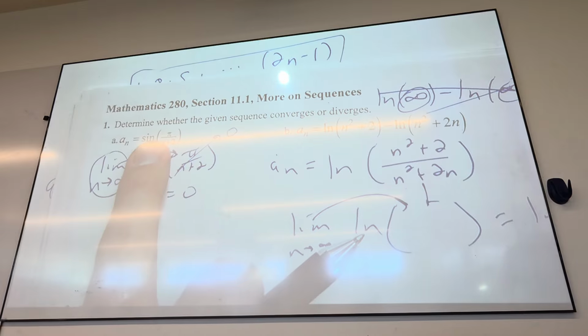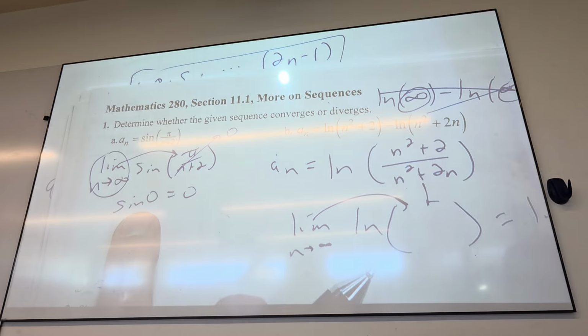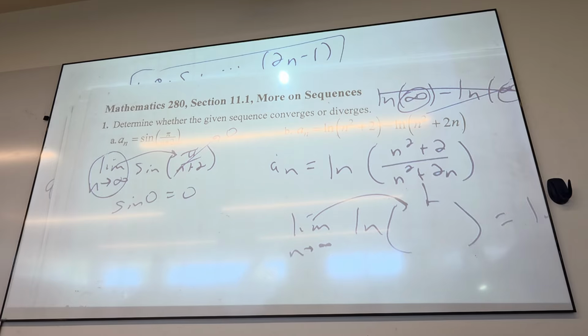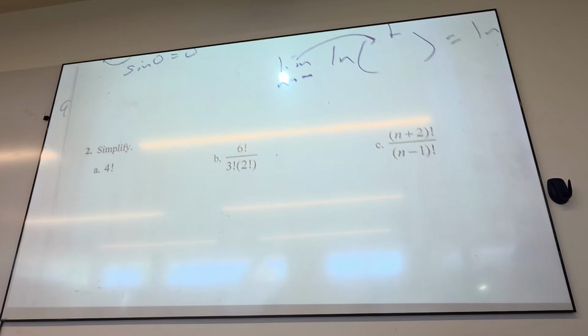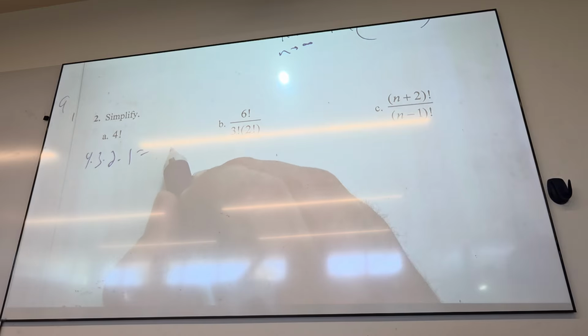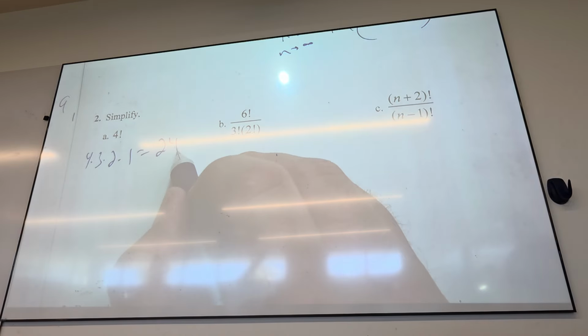If I would have just put a cosine here, what would have been the answer? 1, it would have still been convergent. I really want to make this clear. Okay. Good job. So 4 factorial is 24.